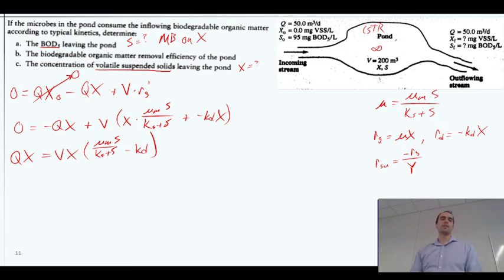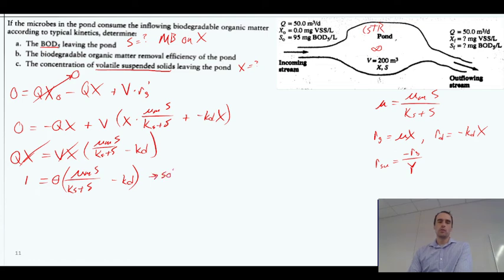Again, that's specifically because in this particular scenario we have no X naught, and it just works out really nicely that way. So we can divide both sides by X. And if we divide both sides by Q, then we're left with 1 equals V over Q, theta, times mu max S divided by Ks plus S minus Kd. From here, we just solve for S, which is a little bit of algebra.